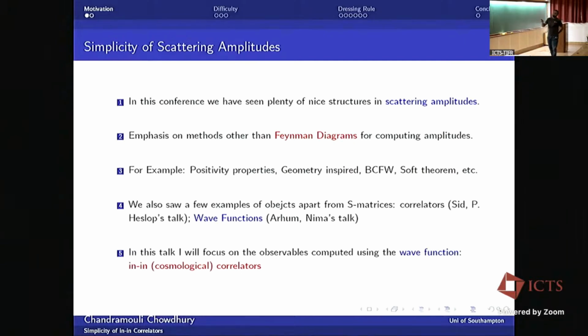For example, we saw in Sid and Paul Heslop's talk some correlation functions, and also in some other talks the wave function. And in this particular talk, I'll focus on the observables that you can compute using the wave function, which are often known as the in-in or cosmological correlators.